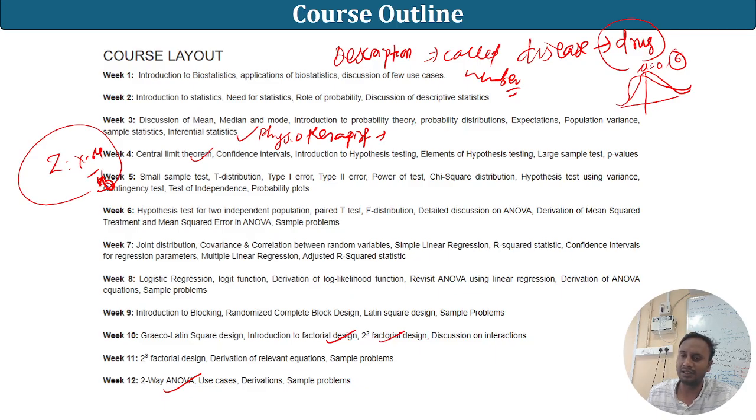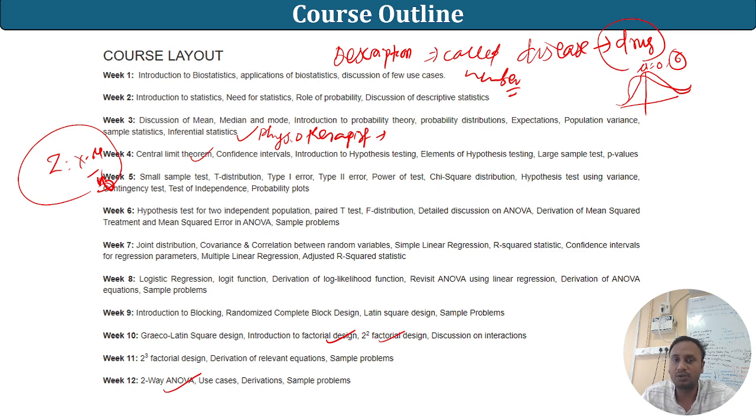IID means that the data should be independent between the populations or between the groups. Then we have the confidence interval. Let's say I'm saying this much change is there, this much probability is coming. So what is the confidence interval? What is the range that we can say, and what is the probability? We can check that based upon the confidence interval.